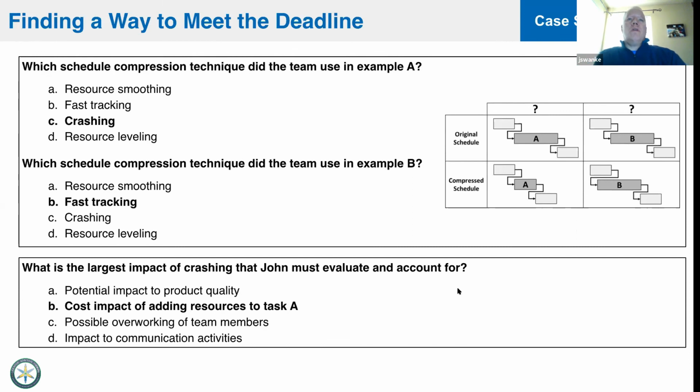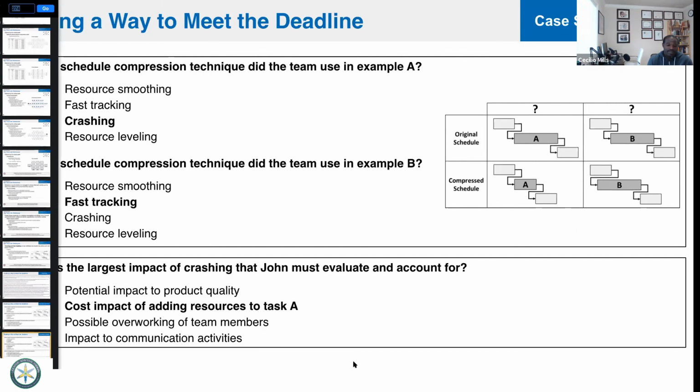B, this is rework. If he chose fast tracking, what would the answer be here? A. Good. The impact of product quality. We're doing things out of order, right? We don't have testing time, etc.